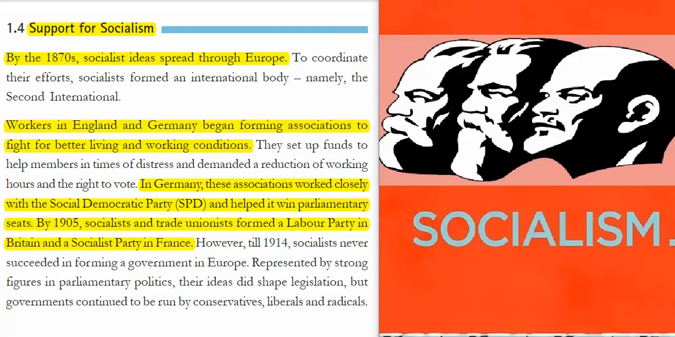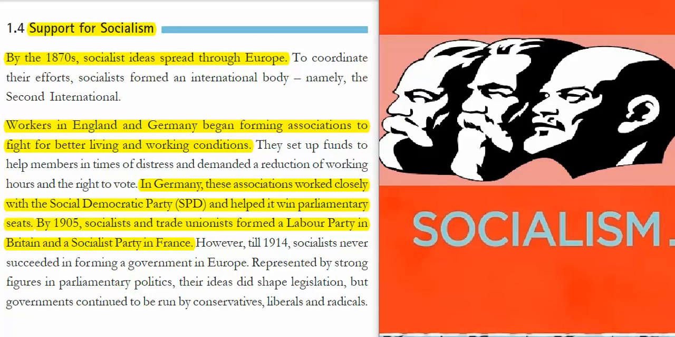Next topic is support for socialism. By the 1870s, socialist ideas spread through Europe. Workers in England and Germany began forming associations to fight for better living and working conditions. In Germany, these associations worked closely with the Social Democratic Party (SPD) and helped it win parliamentary seats.